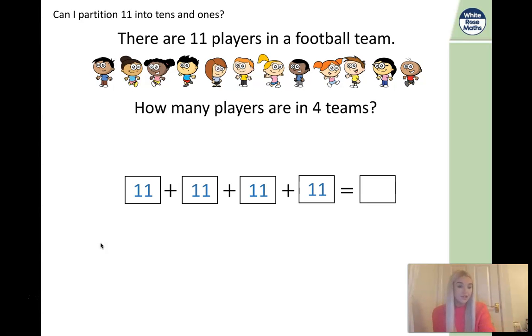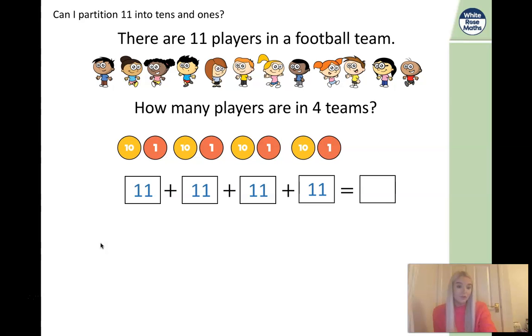So my repeated addition looks like this. 11, add 11, add 11, add 11. Now, if you know the answer off by heart, fantastic. But we could also use place value counters to help us find the answer too. We know that we could partition the number 11 into 10s and 1s. We know that we can partition the number 11 into 1 10 and 1 1. And this is what our place value counters would look like when we are representing the number 11. So we can use that to help us add 11 4 times. We can add our 10s together.